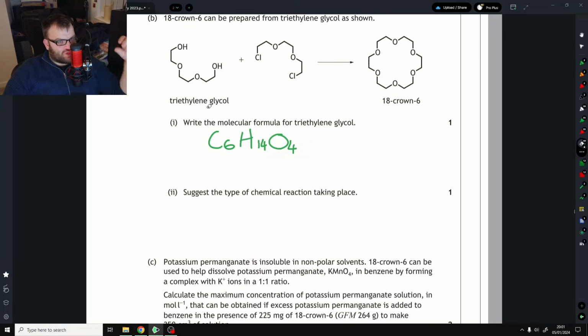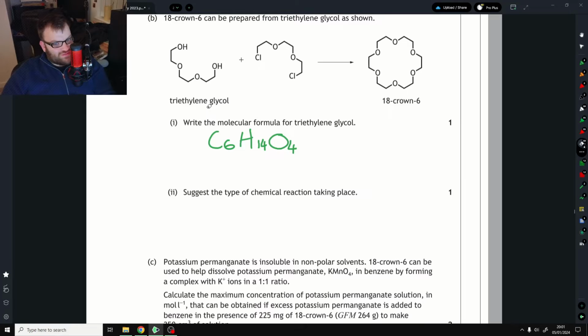If you're not too sure how to work with the skeletal formulas, you could draw it all out. Maybe it takes a wee bit longer, but you'd be able to get the same answer as well. In this one, our OH groups are reacting with the Cl's off of the second chemical, and they are joining together, and then we're forming our cyclic product.